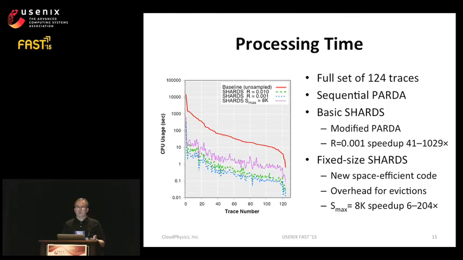For basic SHARDS with a sampling rate of 0.001 in blue, we see speedups of about 40x to 1,000x. For small traces, note that fixed overheads limit the speedup to less than what would be naively implied by R. For fixed-size SHARDS with 8K samples shown in purple, it's a little bit slower than basic SHARDS due to the extra overhead for evictions and managing the sampling set. Nevertheless, it still achieves speedups of up to 200x over the baseline. Overall, SHARDS is several orders of magnitude cheaper than the exact baseline approach.